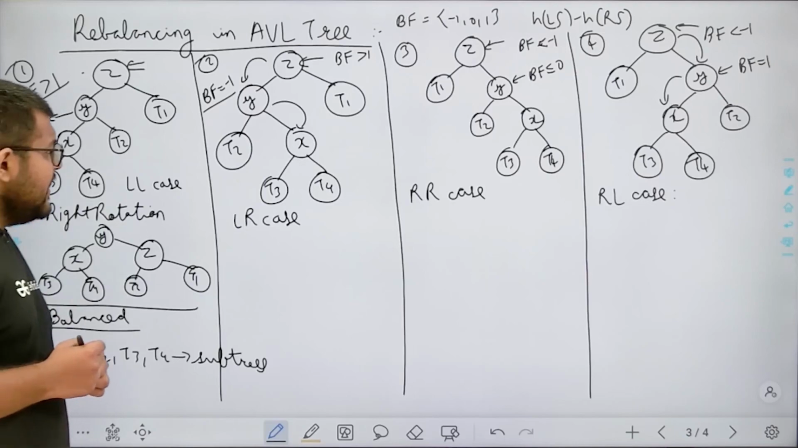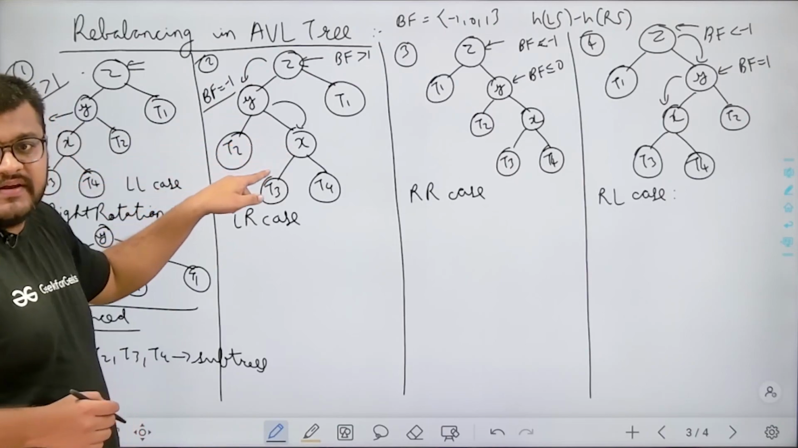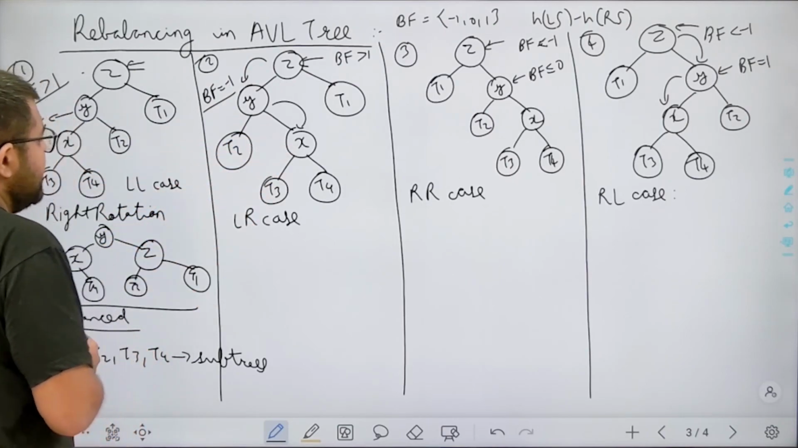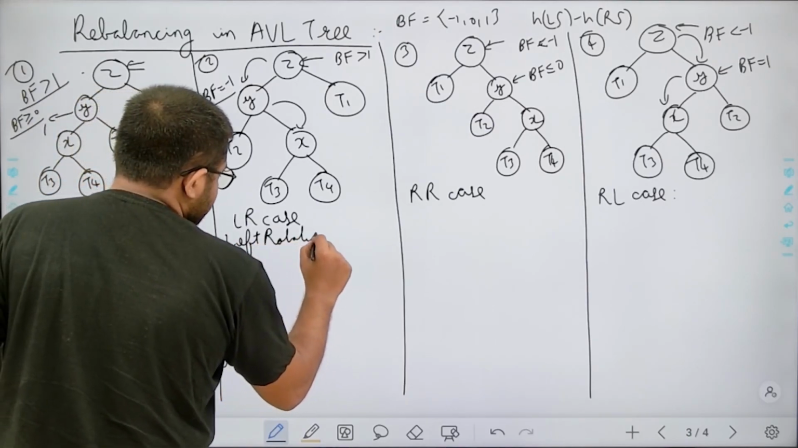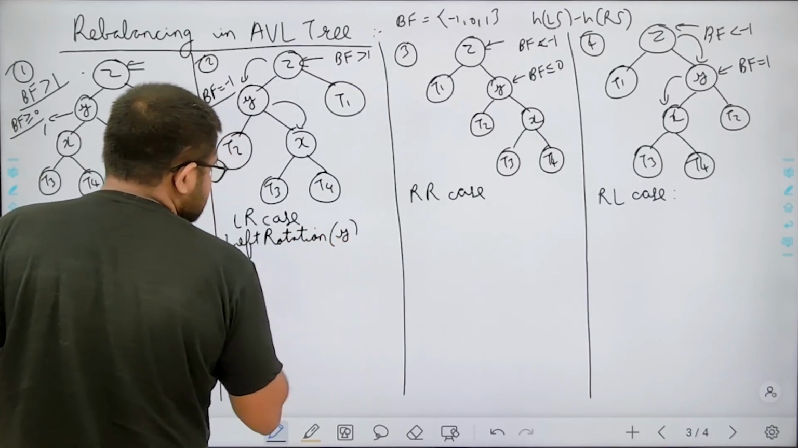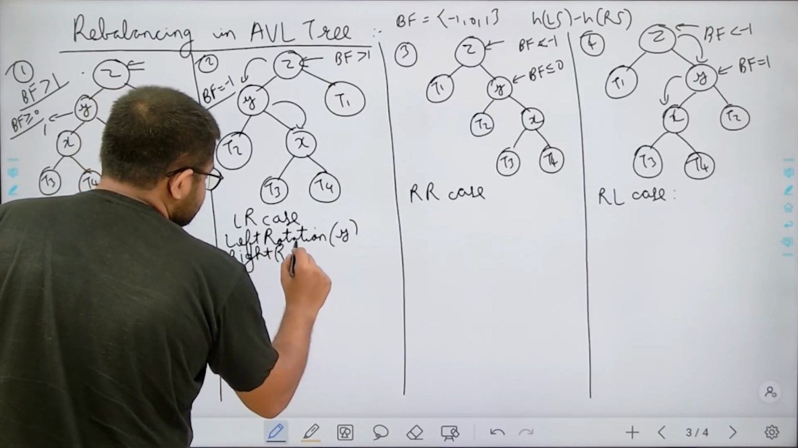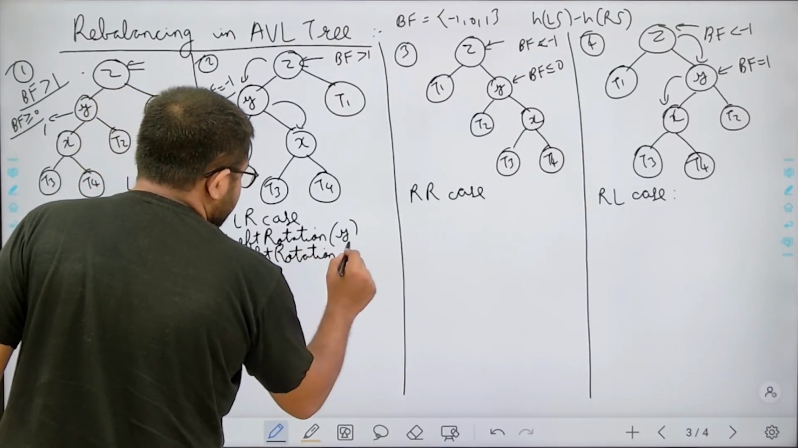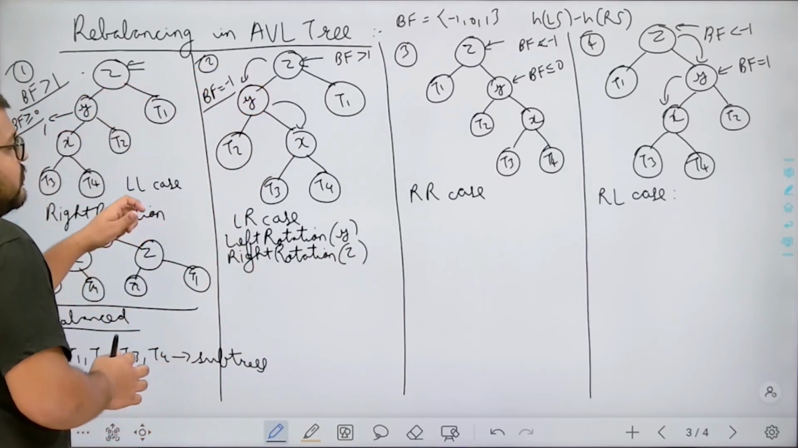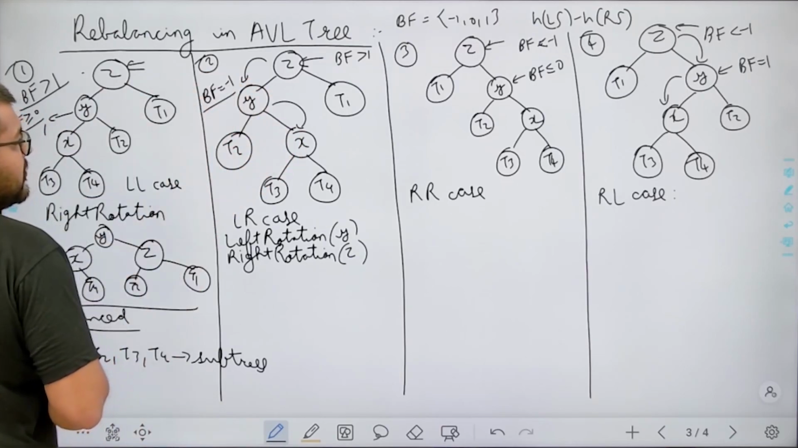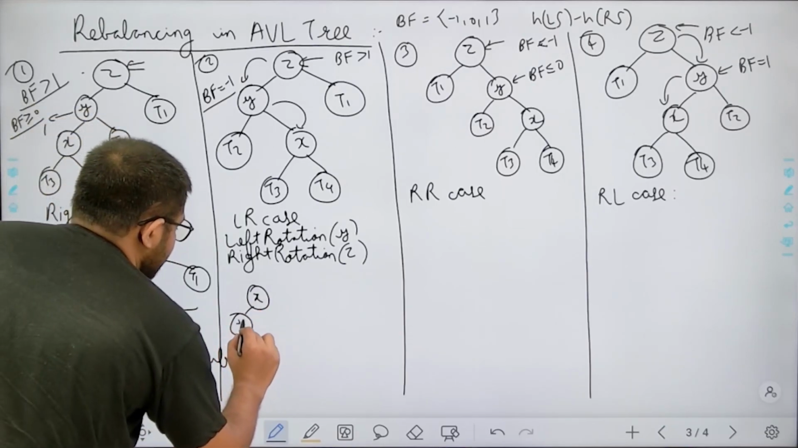Now this is the case when this is the left right case. So y is on the left, x is on the right of y. In this, what we need is a left rotation on Y first and then a right rotation on Z. So what will happen when you do left rotation on Y? Pick Y and rotate it on the left. So X will go up, and then Y will come here.